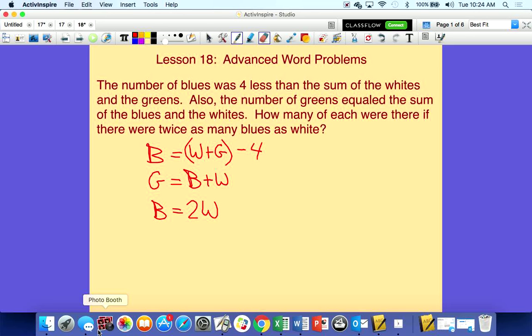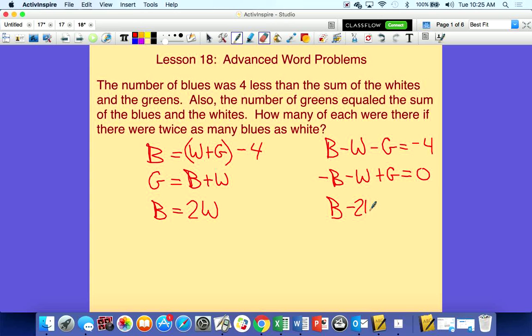You could use your calculator to solve this, but we have to have all of our variables on the same side. For the first one, we'd have to move over the W and the G, and that would be equal to -4. For the second one, we'd move over the B and the W, and that would equal 0. For the bottom one, we'd have a positive B, a -2W. We wouldn't have a G, so if you're doing the matrix, you'd have to throw a 0 in there, and that would also equal 0. So that's one way to do it.